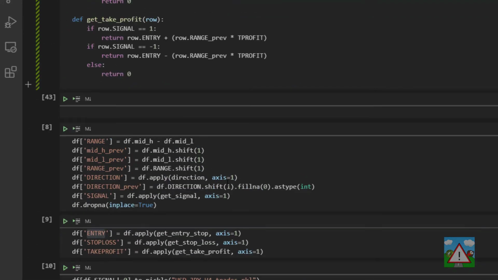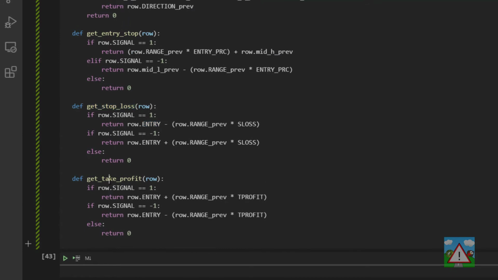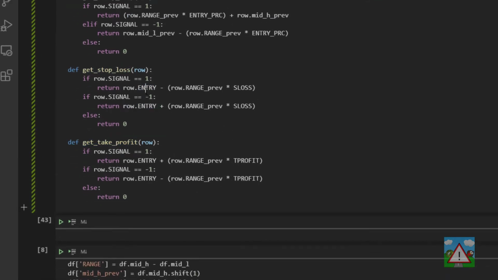So in video 37, if I can scroll up the code, we set the stop loss and the take profit. We should have used the row.entry to set our boundaries. What I actually did was the low or the high of the previous candle, which of course is incorrect because we're entering at the high or low of the previous candle plus 10% of the range, I think it was.